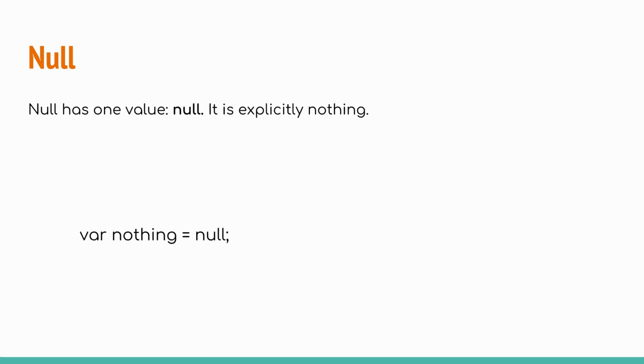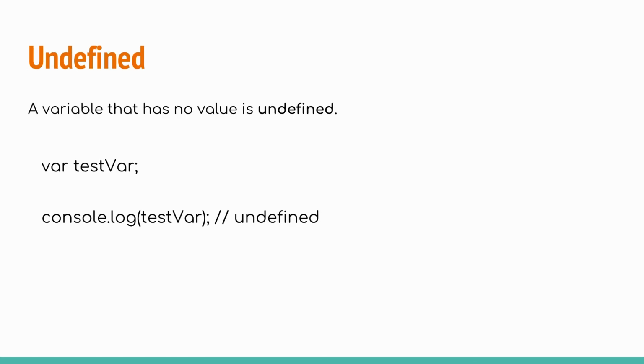And you do this by simply var nothing equals null. Another data type in JavaScript is undefined. Undefined means that you haven't initialized or given any value to a variable. For example, here we have declared a variable var testVar but haven't given it any value. Then when we console.log it in the browser, it will give us the value undefined. This is because the type of the value inside of testVar is unknown because the value itself is unknown.